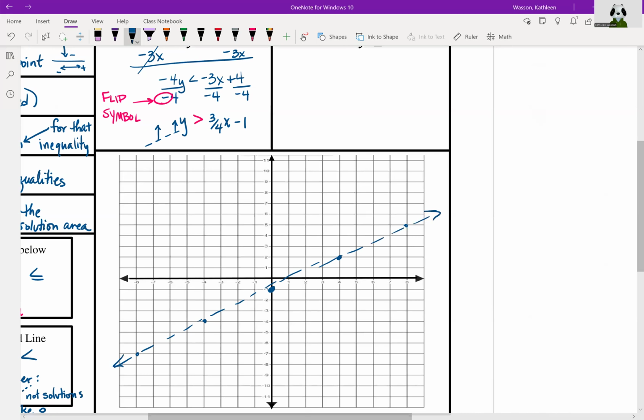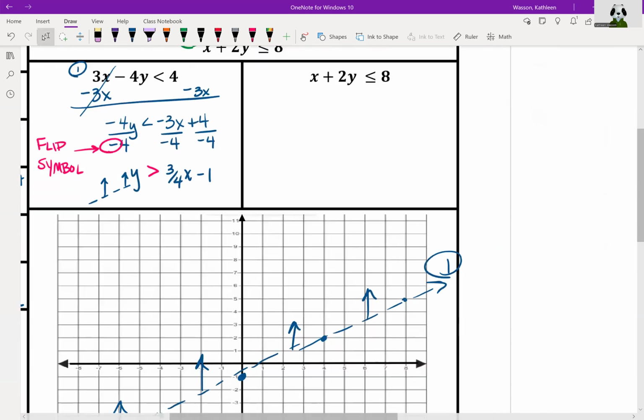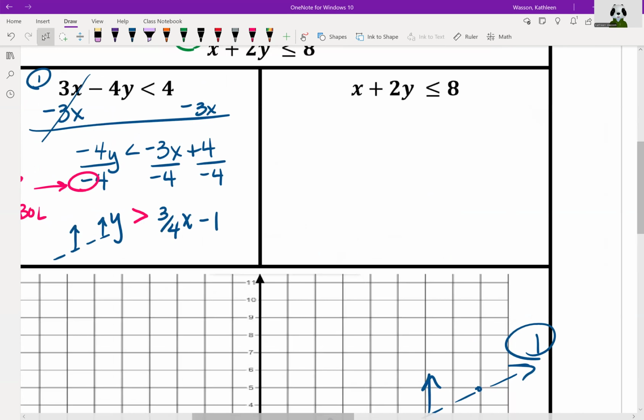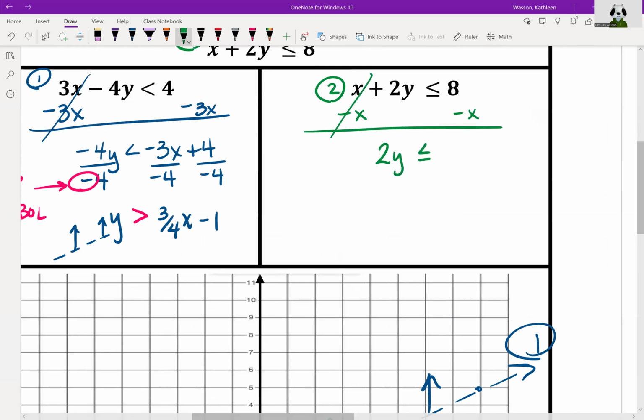And as I said, this is the graph for inequality 1. My solutions are everything above this line. And I'll wait to shade until I know what space is working for all the inequalities. I also need to rewrite the second inequality. So I subtract x. And I have 2y is less than or equal to -x plus 8.